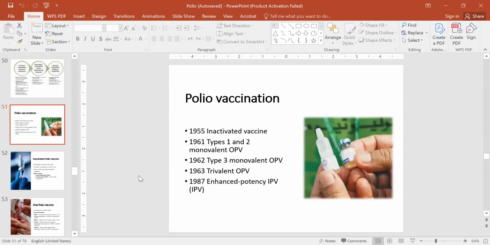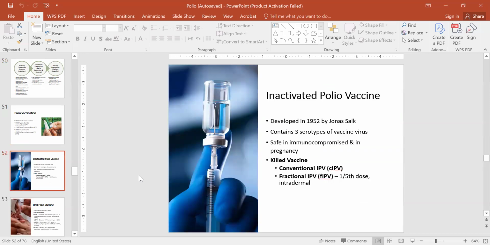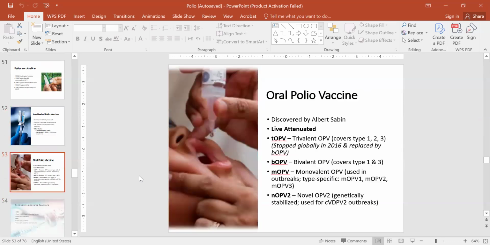We have two types of polio vaccines, inactivated and oral polio. Inactivated polio vaccine was developed in 1952 by Jonas Salk. It contains three serotypes, and is safe in immunocompromised patients and pregnancy. It's a killed vaccine. It has two further types, conventional and fractional.